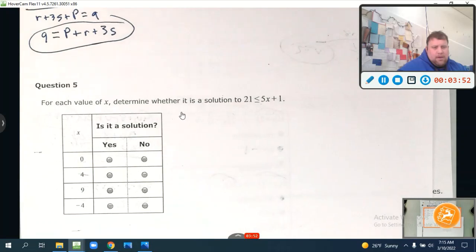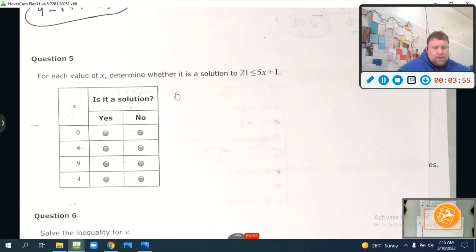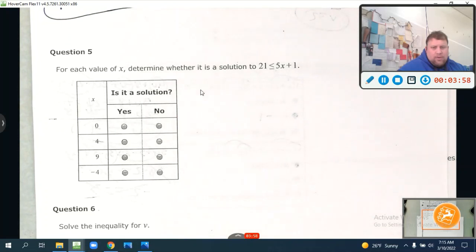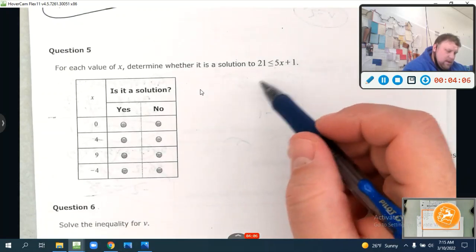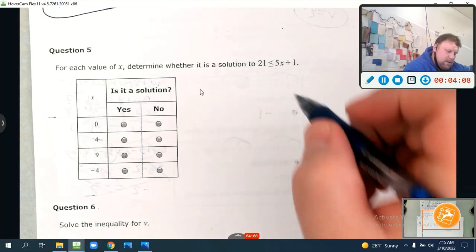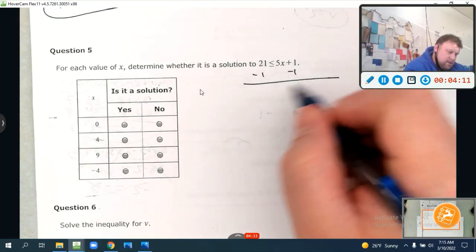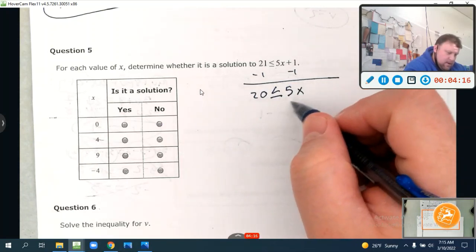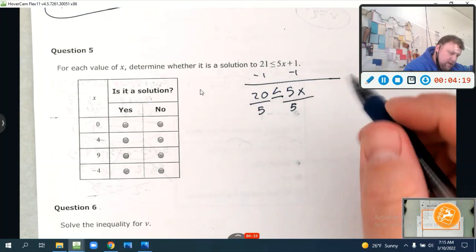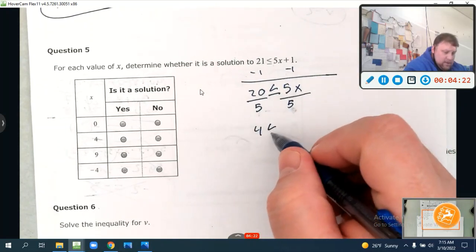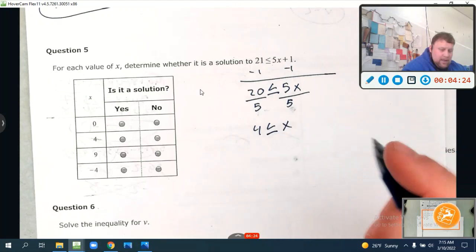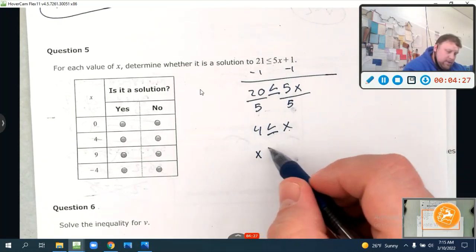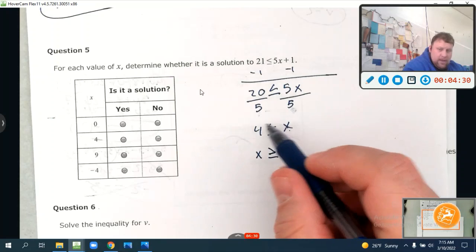Okay. For each value of x, determine whether it is a solution to 21 is less than or equal to 5x plus 1. Well, honestly, I'm going to solve this for x. Might as well. Minus 1, minus 1. I get 20 is less than or equal to 5x. Divide both sides by 5. And I get 4 is less than or equal to x. And here's the deal. I'm just going to flip sides. The big end's pointed at x, so I'm going to change it to x is greater than or equal to 4. Same thing, right? Okay?